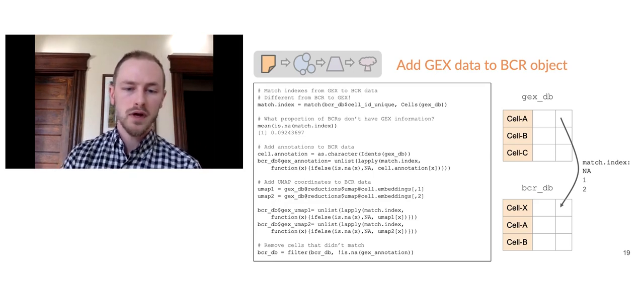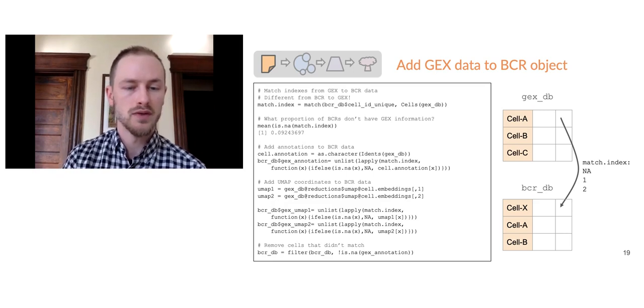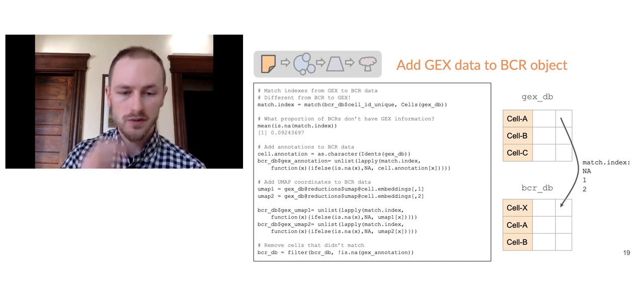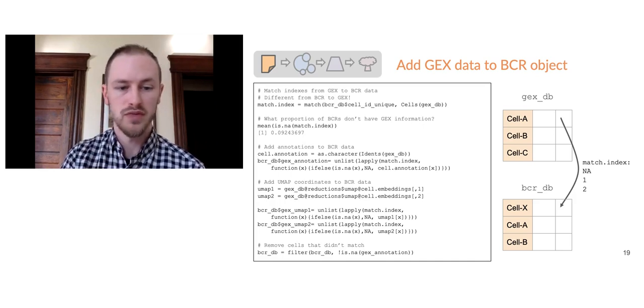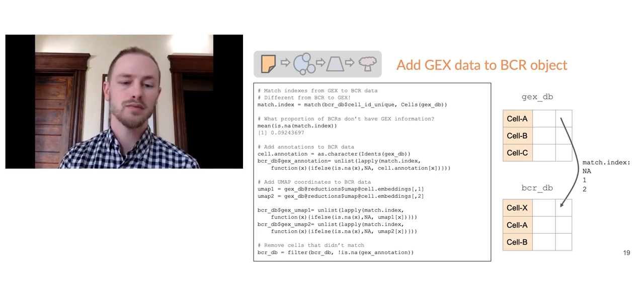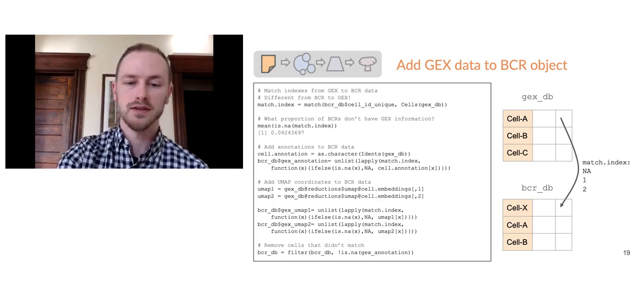We can then use the following lines of code to add new columns to the BCR data frame. So these are columns that would contain the cell type annotation, the UMAP coordinates, and we can also filter out cells from the BCR database that don't match to our gene expression object. That isn't strictly necessary, but it cleans up the analyses later on.